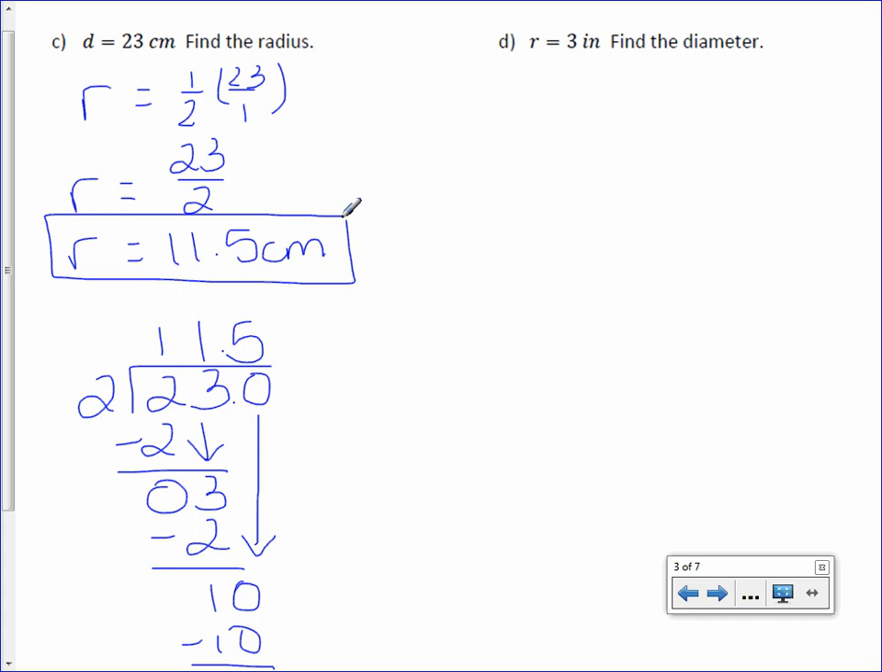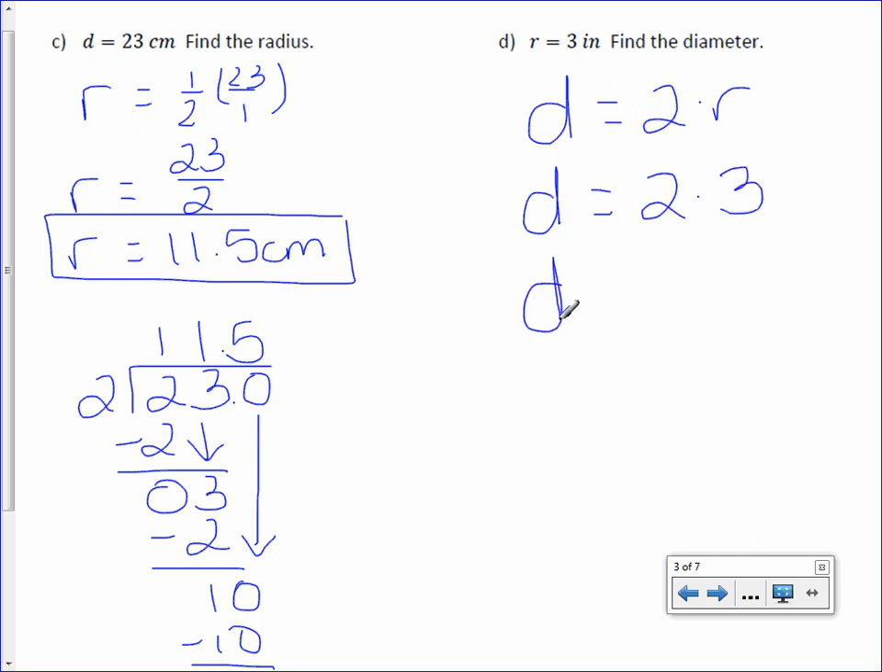Letter D. Radius equals 3 inches. Find the diameter. We're finding diameter, so diameter on one side of the equal sign. D equals 2 times the radius. Plug in 3. D equals 2 times 3. And D equals 6 inches.